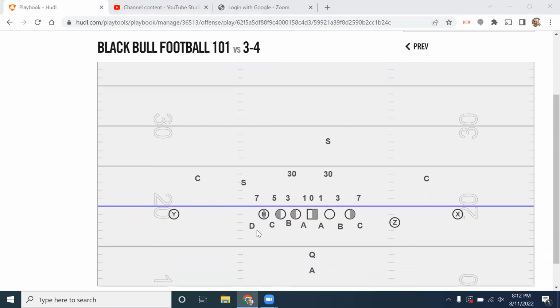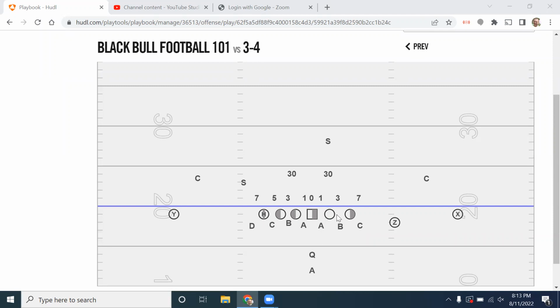Here I have the gaps listed and the techniques listed on this formation, and I want to make sure we know the different techniques and the different gaps there are. We'll start from the inside going out. This is the center here. On either side of the center are the A gaps. There are two A gaps, one on either side of the center.